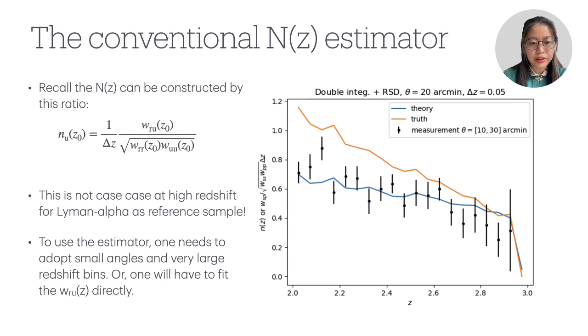And if you account for everything correctly, you get the blue line, with which you can then explain your results. But it does not overlap with the truth. This really says that we need to be very careful when we implement this method and interpret our results. Either you would want to measure this at very, very small angular scales, or you will have to fit the cross-correlation directly.